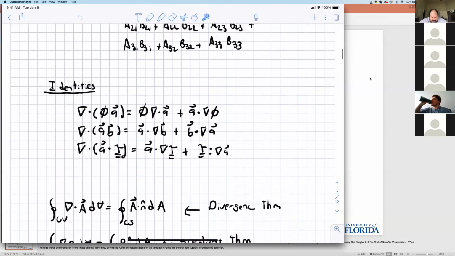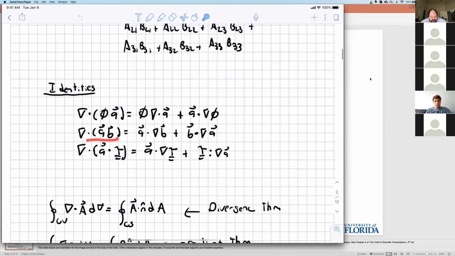Some common identities: if you have the gradient or the divergence of a scalar multiplied by a vector, it's just that scalar times the divergence of the vector plus the vector dotted with the gradient of the scalar. So there's sort of a product rule for that. There's a product rule for a dyad. And the dot product with a dyad is just A dot grad B plus B dot grad A. You sort of distribute the dot product.